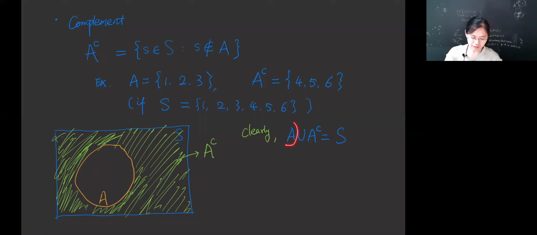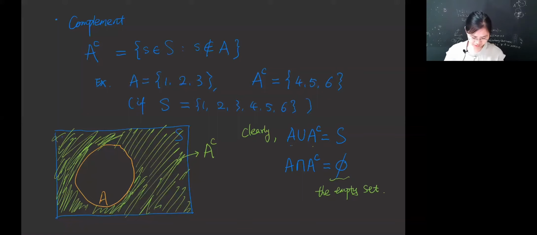An outcome is either in A. If it is not in A, then by definition, the outcome is in the complement of A. And also we know A intersect A complement contains no element. The set that contains no element is called the empty set. So A union A complement is the sample space. A intersect A complement is the empty set.